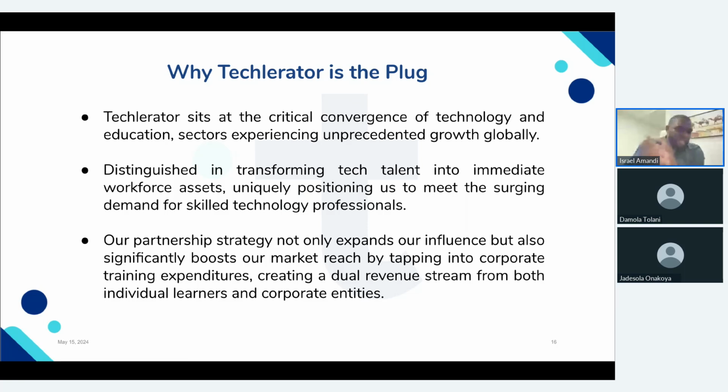So, Declarator sits at the critical convergence of technology and education sectors experiencing unprecedented growth globally. And at the same time, distinguished in transforming tech talents into immediate workforce assets. Like I mentioned, you are sure to actually just get into the industry if, I was going to use the word bankers, but yes, if you bank with us, right? So you would learn more from us.